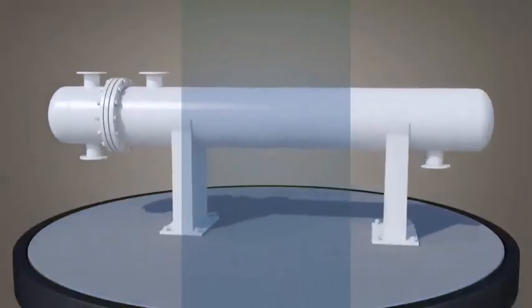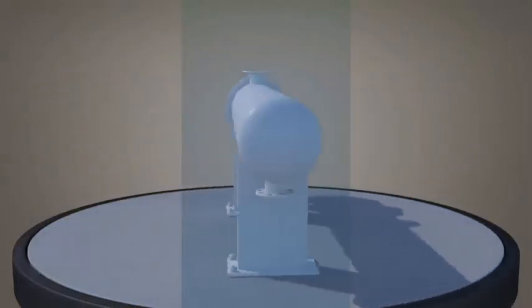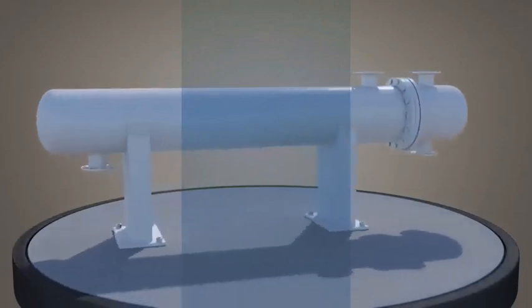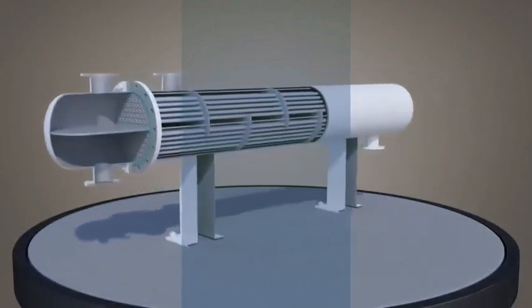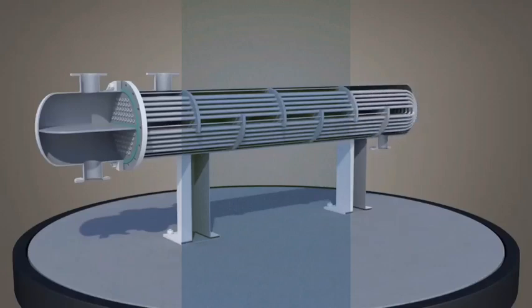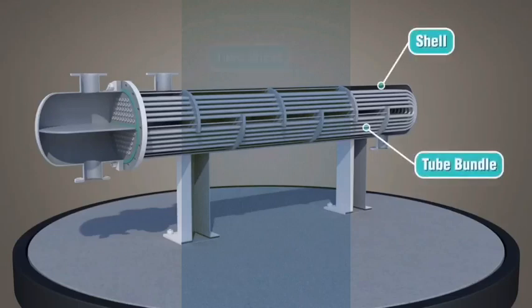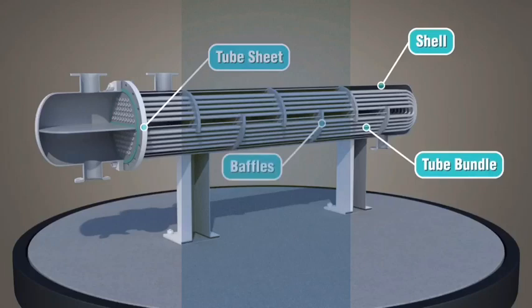A heat exchanger is a piece of equipment that transfers heat from one fluid to another without mixing the fluids. One of the most common types of heat exchangers found in industry is the shell and tube heat exchanger. The shell and tube heat exchanger is made up of a shell, tube bundle, a tube sheet, baffles, partition, and a channel head.